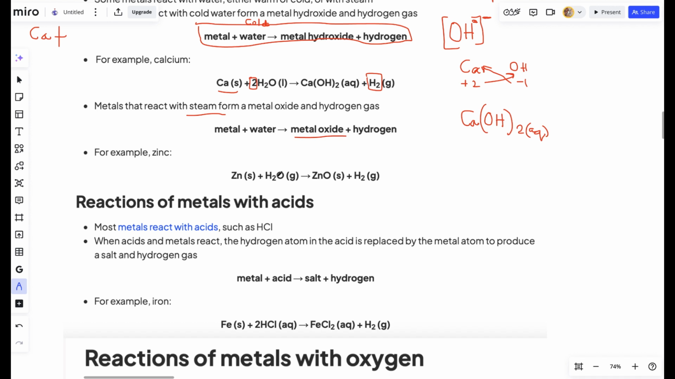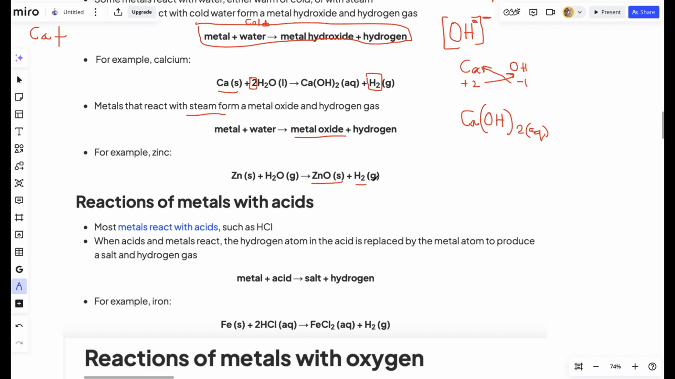So when they react, it will form what? This O will combine with this zinc to become zinc oxide, and zinc oxide is a solid. Then this remaining H2 will be the hydrogen gas that is produced. How do you know there's hydrogen gas? You bring a glowing splint to it to make a pop sound. Is that okay? So that's for reaction with water.